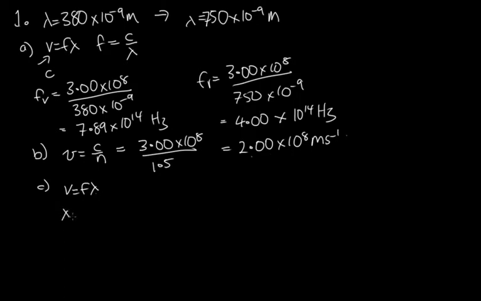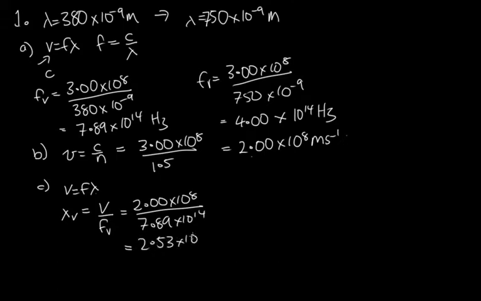So we know that lambda for violet light is equal to the velocity over the frequency for violet light, which is equal to 2 times 10 to the 8 over the frequency, which is 7.89 times 10 to the 14. So solving this one on the calculator, we get 2.53 times 10 to the minus 7. So let's give this in nanometers. This is 253 nanometers.